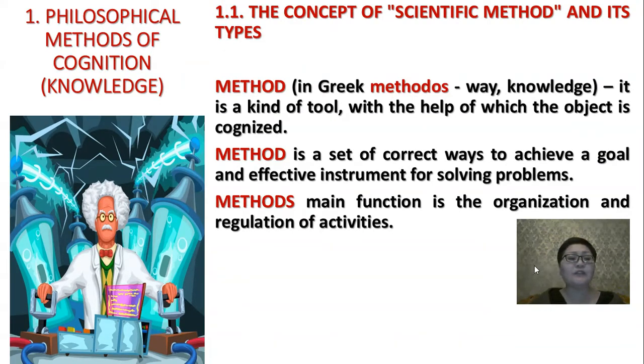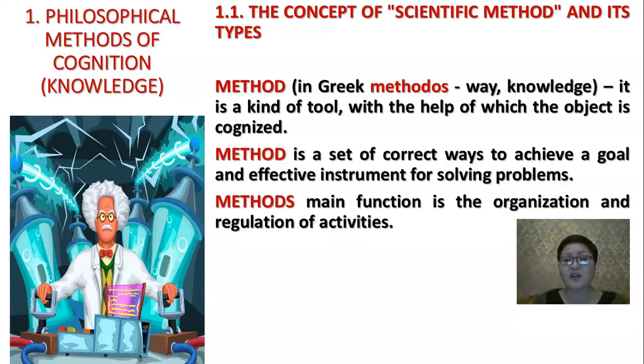The first chapter of our lecture is named the philosophical methods of cognition or knowledge, and the first topic of the first chapter is the concept of scientific method and its types. What is method? Method, in Greek methodos, means way, knowledge. It is a kind of tool with the help of which the object is cognized. Method is a set of correct ways to achieve a goal and an effective instrument for solving problems.